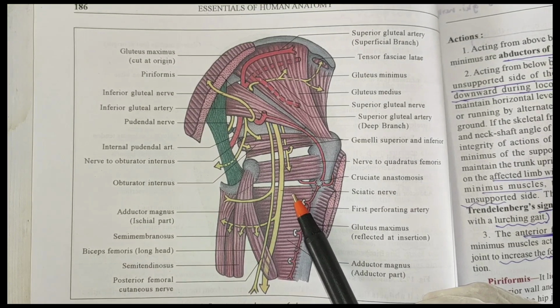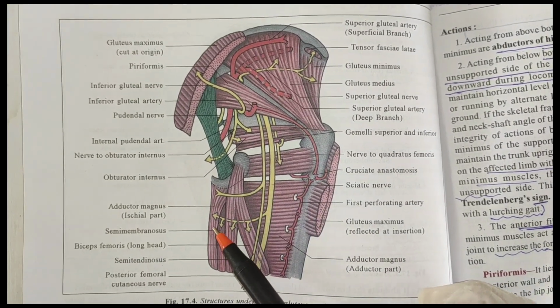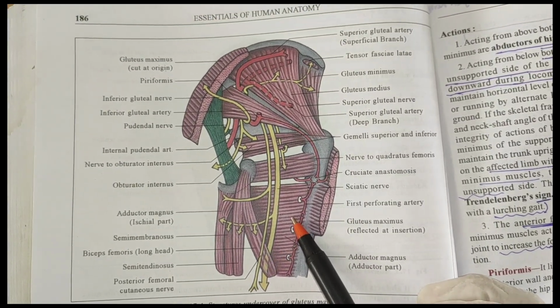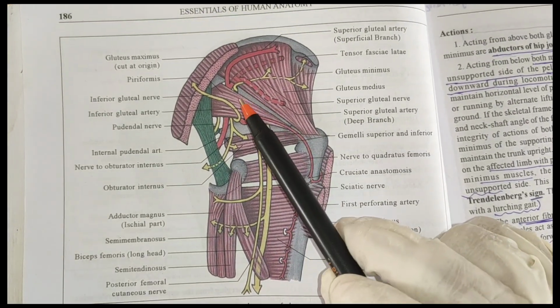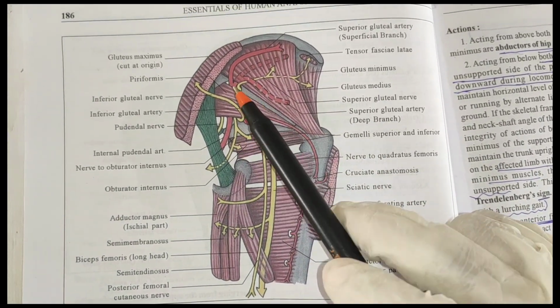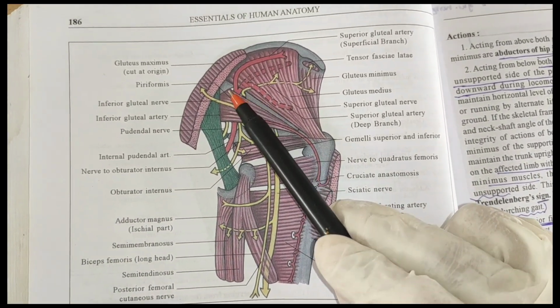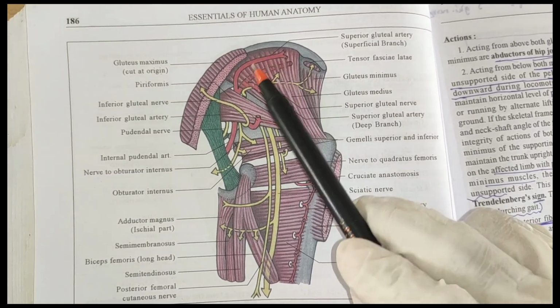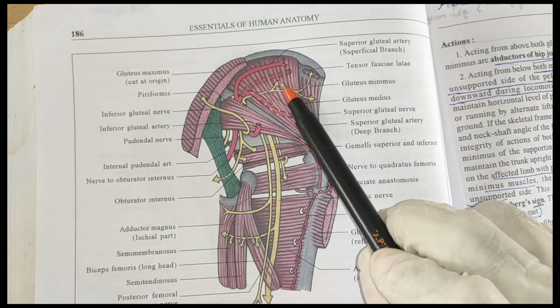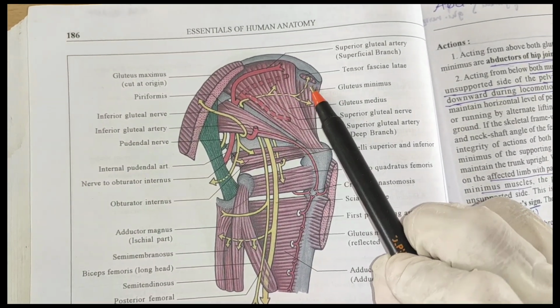Which are the hamstring muscles? They are semimembranosus, semitendinosus, the long head of the biceps femoris, and adductor magnus muscle. Now, which structures lie above the piriformis and which lie below the piriformis? You can see here, from the upper border of the piriformis there emerge the superior gluteal vessels and nerve that supply our gluteus medius and minimus muscles.